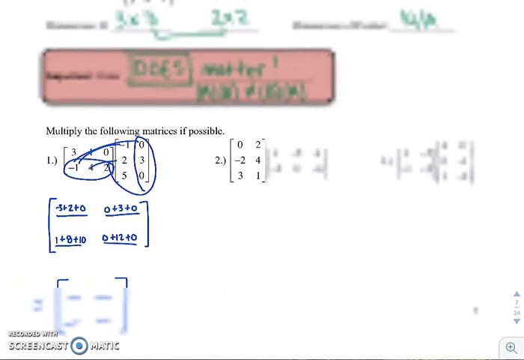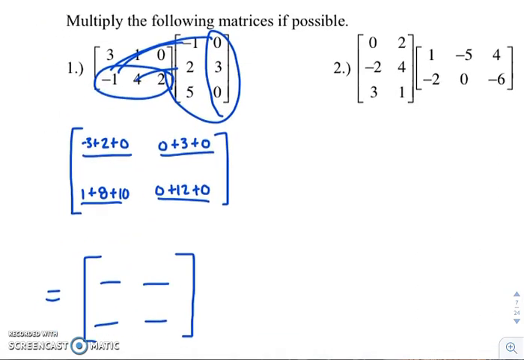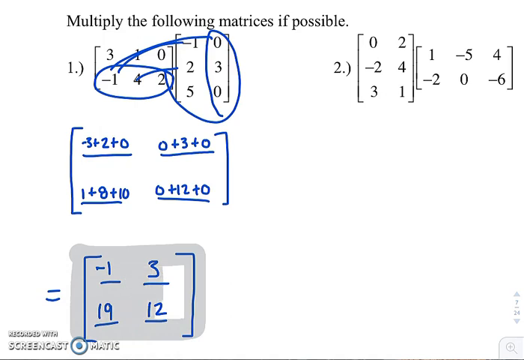So we distribute and add those values up. So -3 plus 2 is -1. 0 plus 3 plus 0 is 3. 1 plus 8 is 9, plus 10 is 19. And 0 plus 12 plus 0 is 12. So that is the product of those two matrices. So I check, can we multiply them at all, figure out the new dimensions, and then go from there.